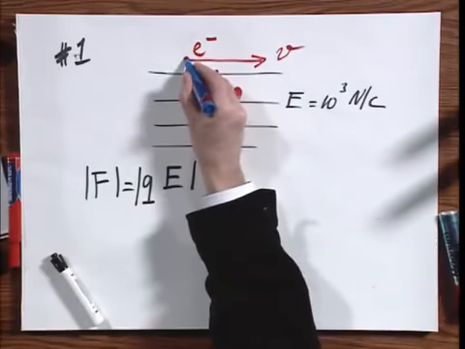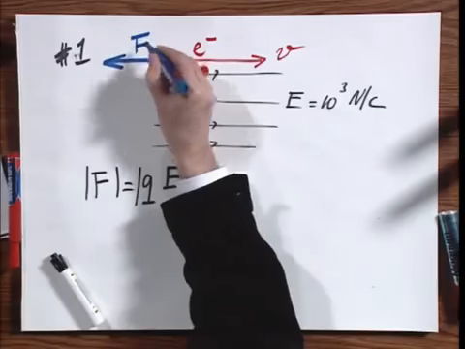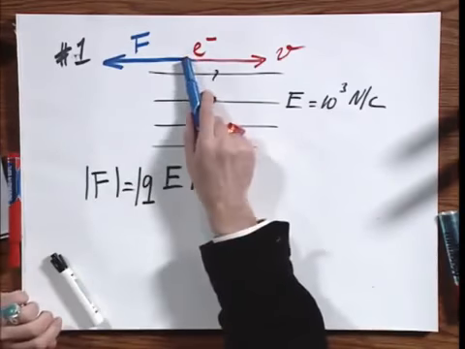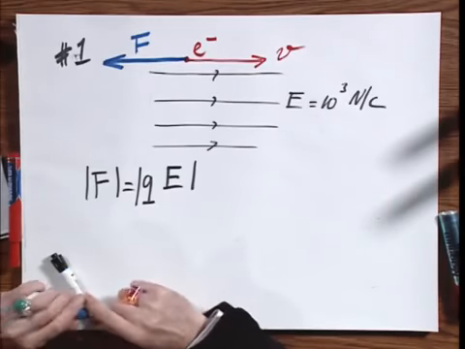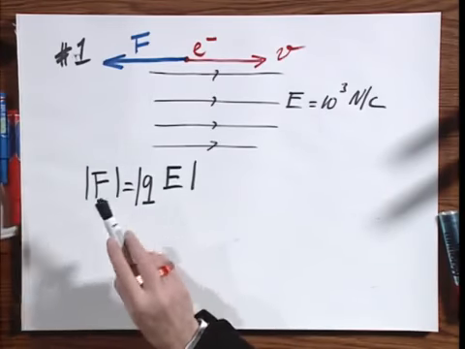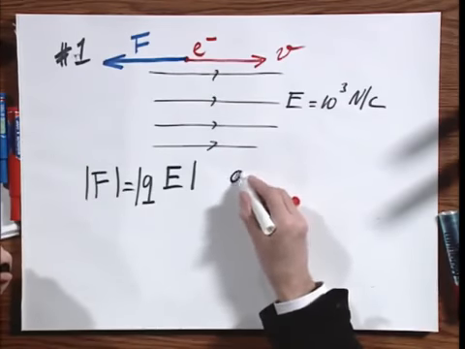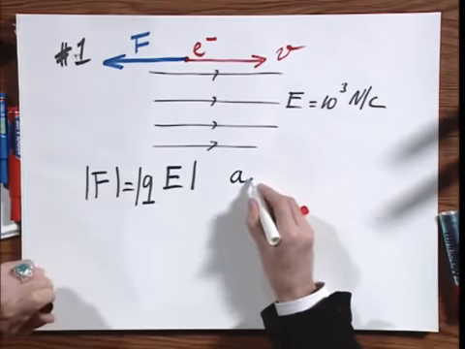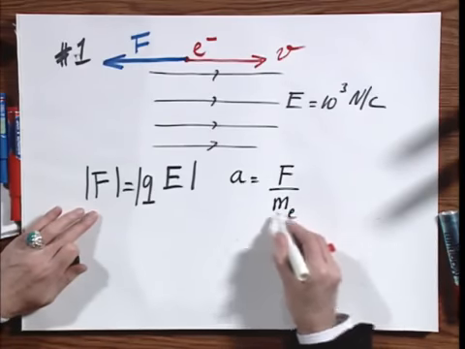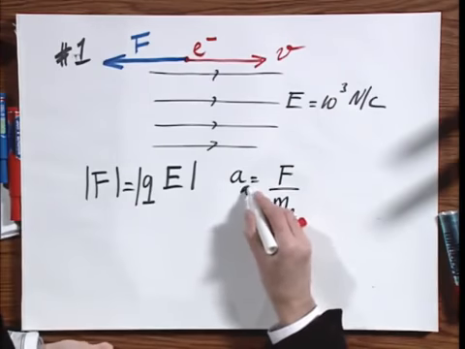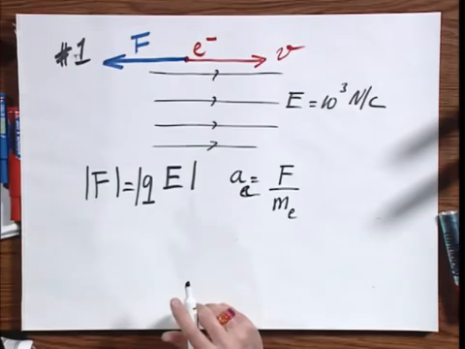In this case, it's in the opposite direction. And so here is that force. So the electron is being decelerated as it moves into this electric field. Well, you can calculate the magnitude of the force right away. The acceleration, or I should say deceleration, of the electron is then this force divided by the mass of the electron. This should be an E. So you can calculate what the acceleration is.